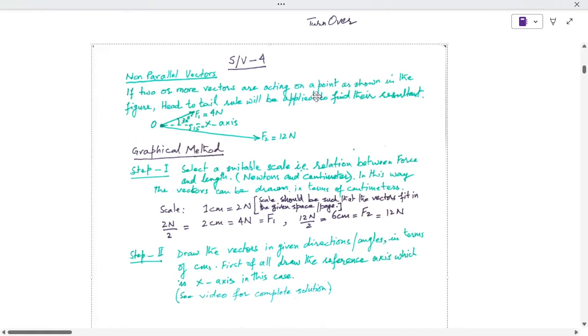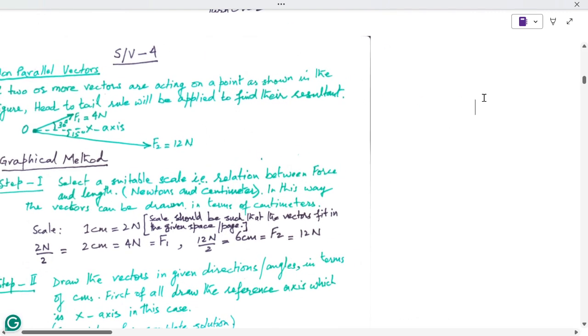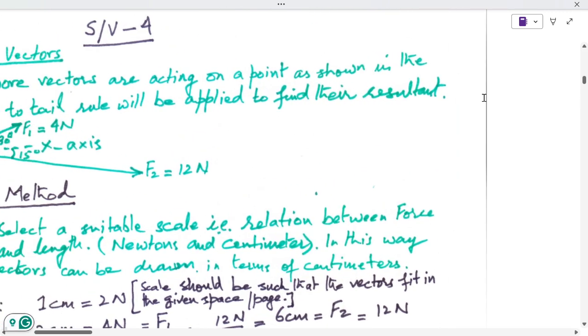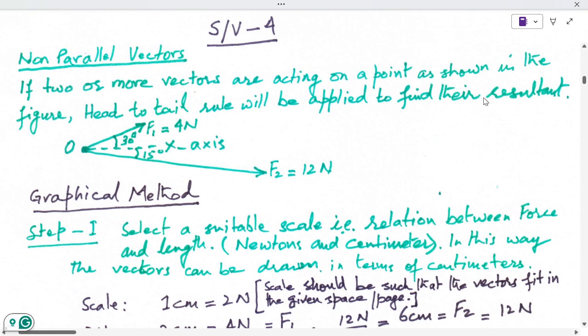Two force vectors F1 equal to 4 Newton, F2 equal to 12 Newton have been taken acting on a point O. F1 is acting at 30 degrees to x-axis and F2 is acting at 15 degrees clockwise to x-axis. Now, the graphical method to solve this vector problem and to find the resultant is as under.